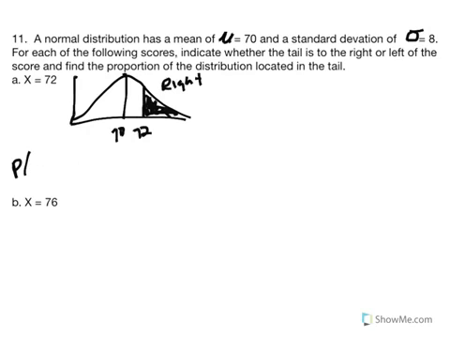And I'm going to move all of that down a little bit to give myself room for one more thing I need to do. So again, the probability of obtaining an X value that's greater than 72.